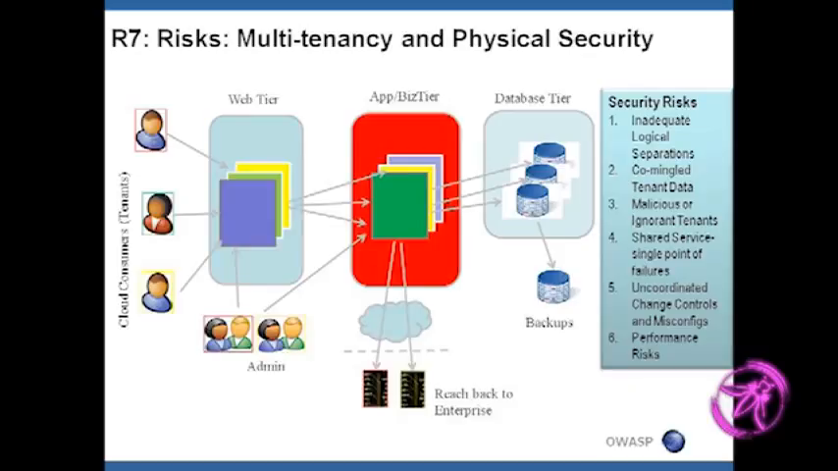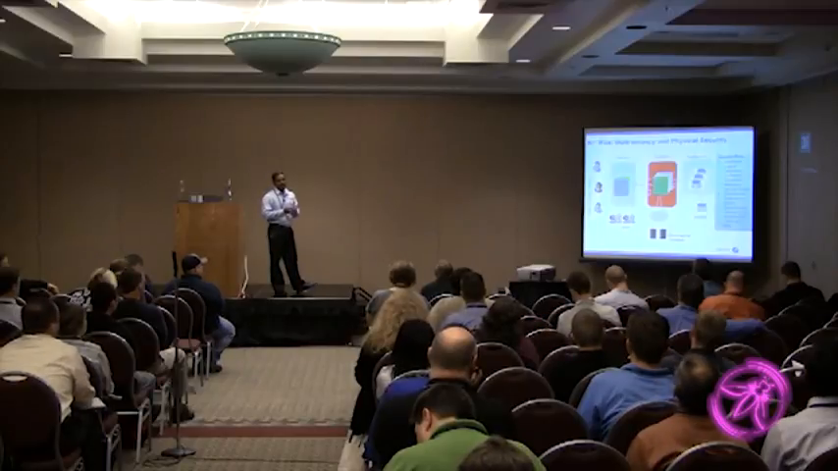But in a multi-tenant model, where web tiers are shared, app tiers are shared, database tiers are shared, and they do reach back to their respective enterprises, how tight are those controls? Can one application VM or JVM open a socket connection to another JVM, because they're all running on the same physical host? What are the policies, the Java policies, for example? How tightly are the connections across these processes running in the same VM managed? So commingled tenant data and malicious or ignorant tenants are basically the risks in this model.